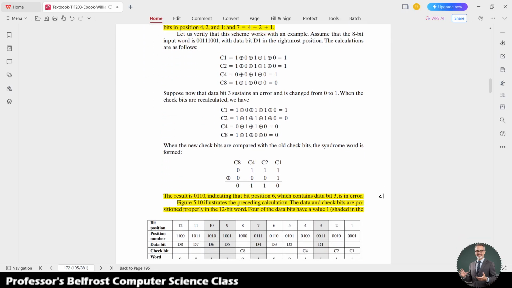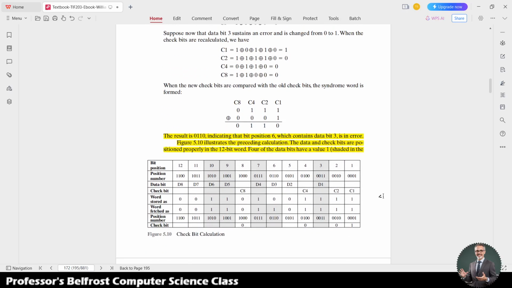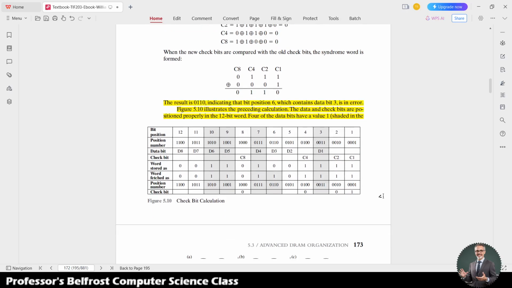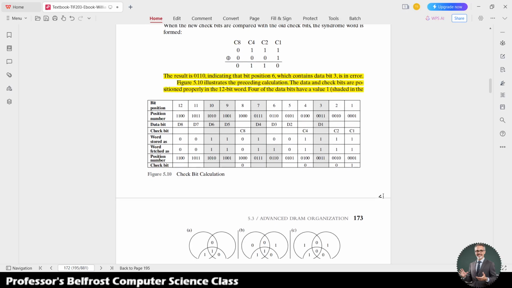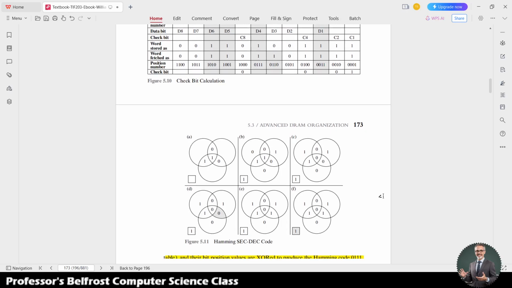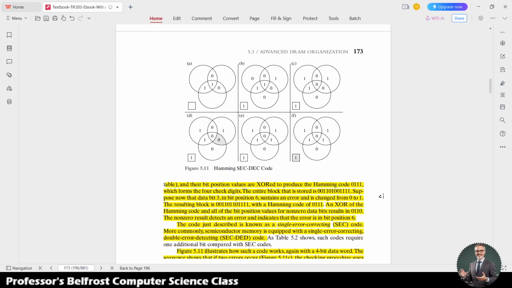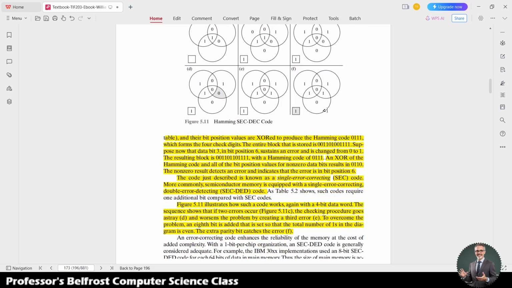Okay, so the book has shown you very clearly how to do the correction using the Hamming code. I'll not explain it. This is all about the XOR operation. That's also why I explained to you how to do the logical operations on XOR, OR, and NAND, because this is how you do it in this chapter. Also, the code that was just described is known as a single error correcting code, or SEC code.